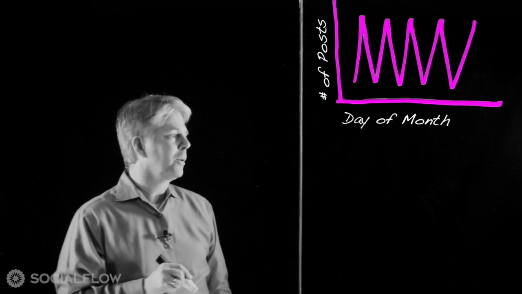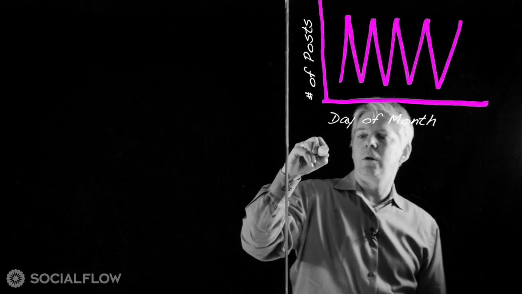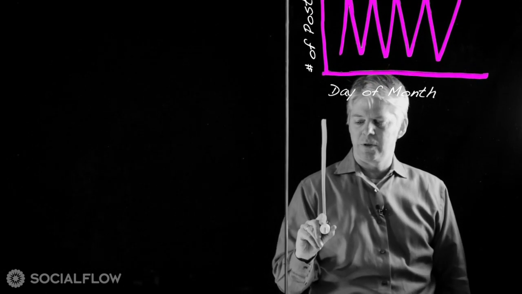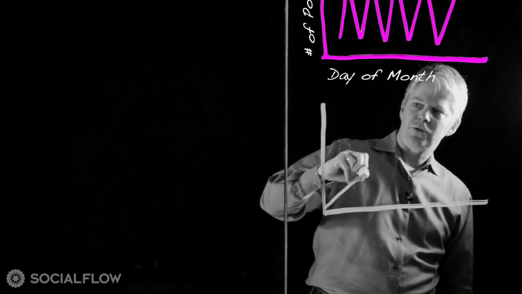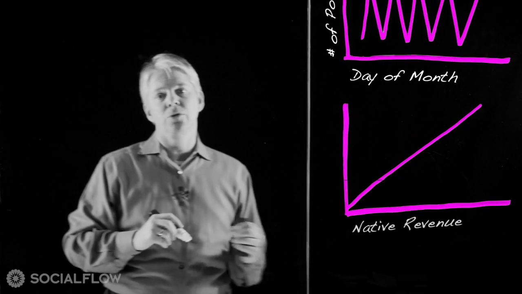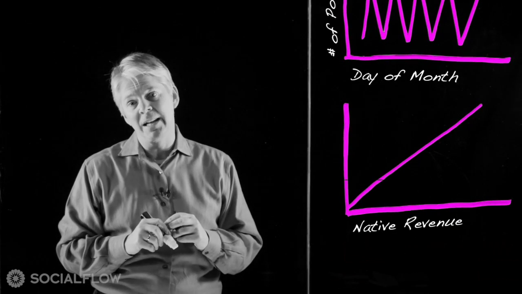Let's move on to the fourth one here, which we're going to call our leverage chart. This one is going to be the simplest and most basic, because it's just a straight line at a 45-degree angle here. Along the x-axis, we're talking about native revenue, or your branded content campaigns.